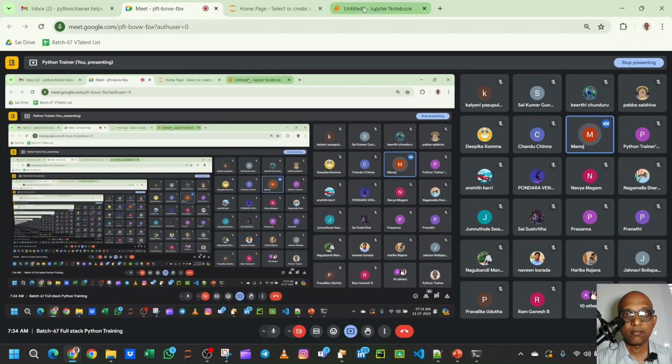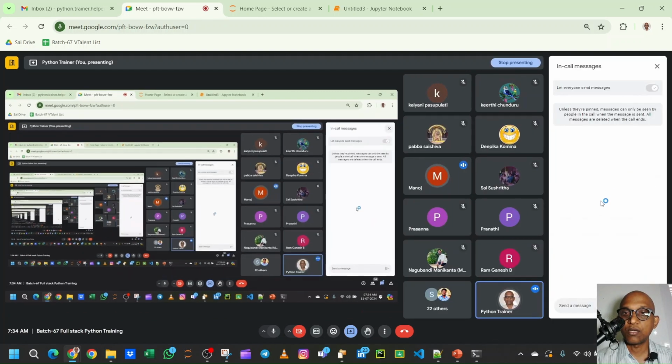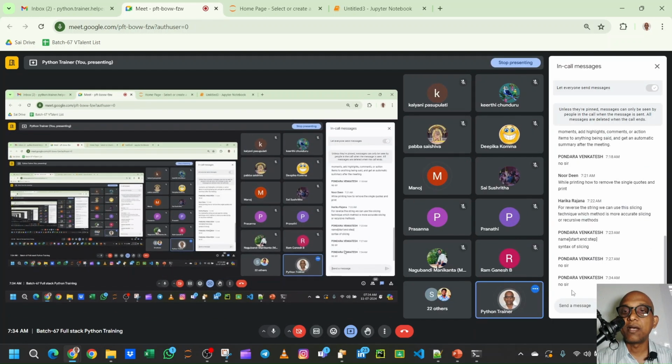Yeah, someone has a question? One of the Google Meet persons asked how to remove the single quotes from the output. I generally cannot see these comments or chat messages, so please speak out. Actually, the name of starting index and step in the syntax of slicing. So what is your point? Okay, I'm just going to copy that.